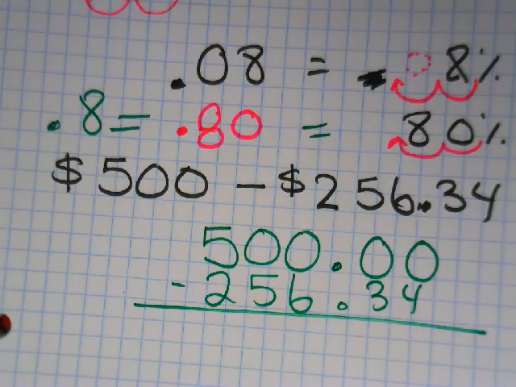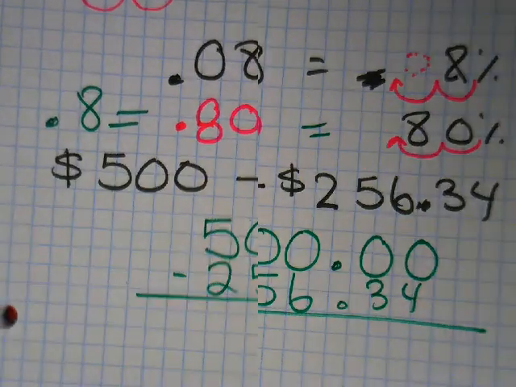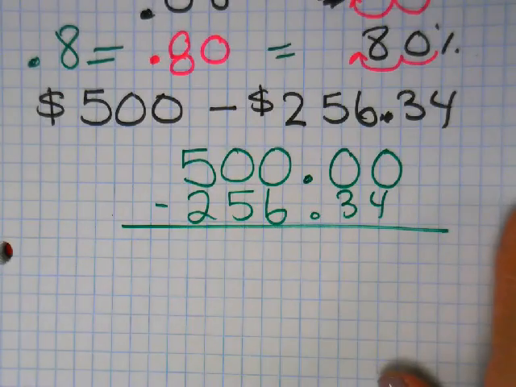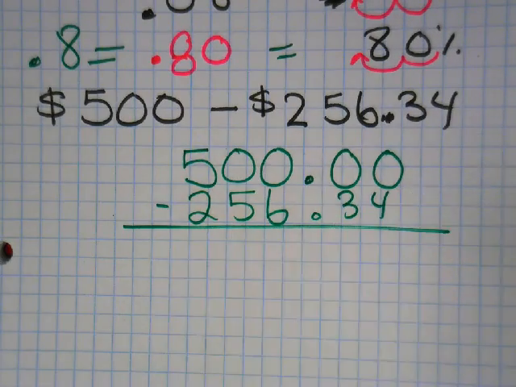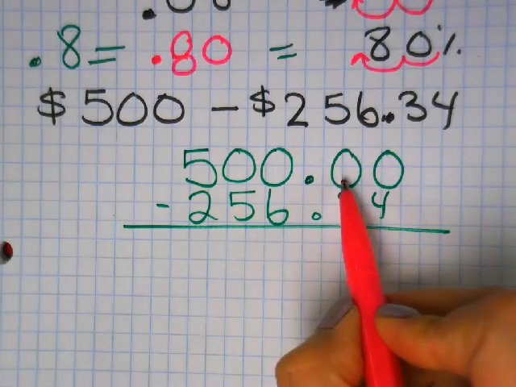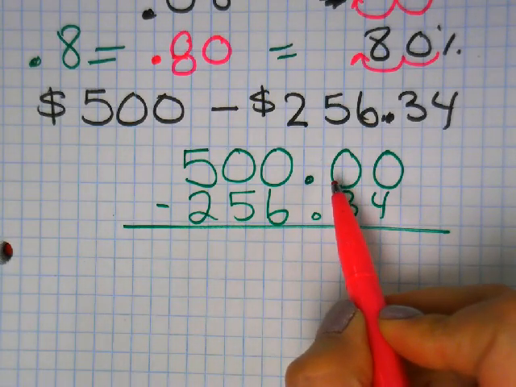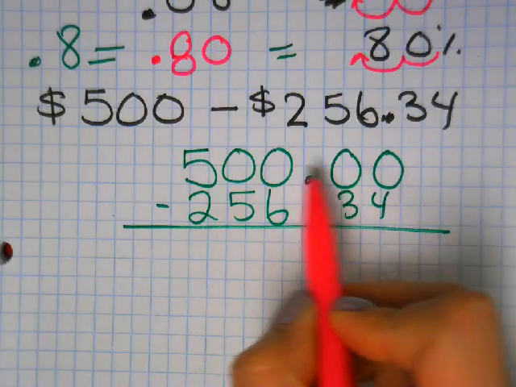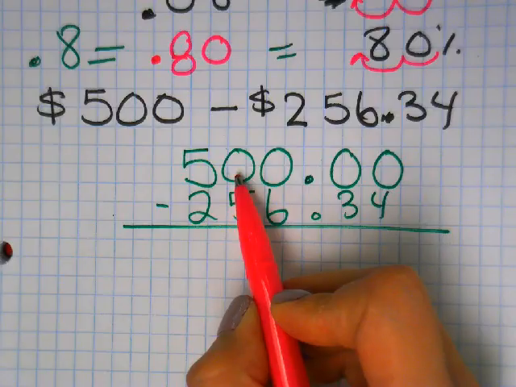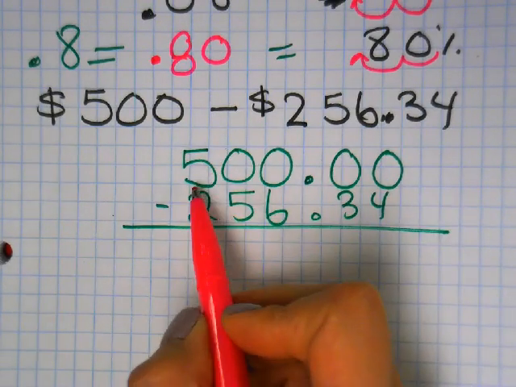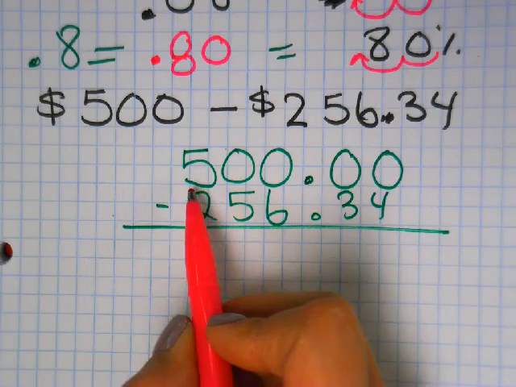Give yourself enough room. So let's review borrowing. I can't do 0 minus 4, right? I can't take away 4. So I borrow from this guy. But this guy's a 0. He doesn't have anything. So this guy borrows from this guy. Still a 0. And then we go here. Still a 0. Finally, I meet someone with money. So what does the 5 become?